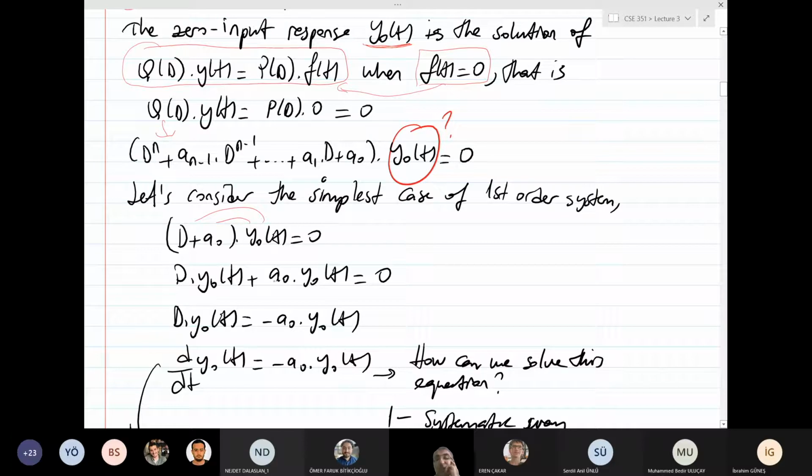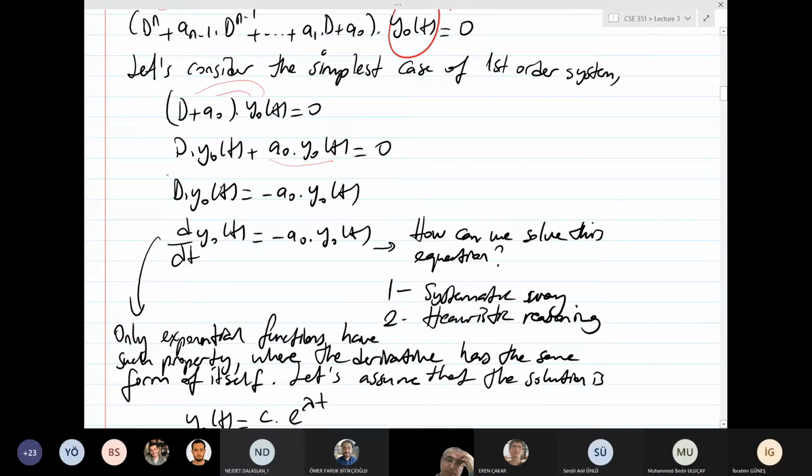And then I take this term to the other side. Then my equation is going to be D times y0 of t is equal to minus a0 times y0 of t. So the capital D, remember guys, is the differential operator. I replace it with the differential so that you can see the differential of y0 of t with respect to t is equal to minus a0 times y0 of t.